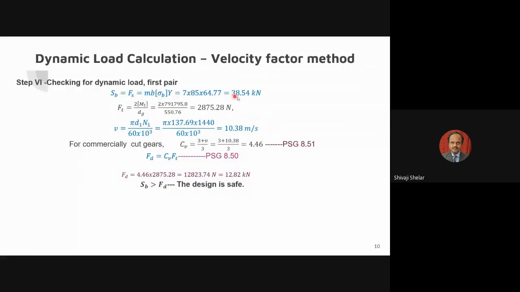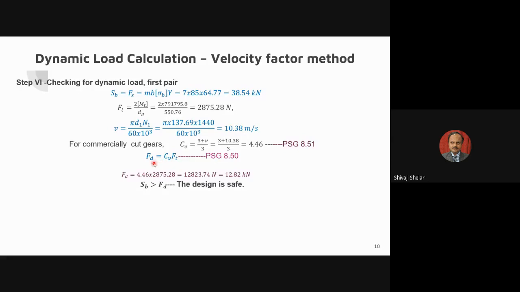SB will not change, it will remain the same. FT will remain the same. Velocity will also remain the same. What will change is the velocity factor. So the velocity factor CV, for commercially cut gear, this formula is available: CV is equal to (3 plus V) upon 3. So that comes out to be 4.46. This formula is available on page 8.51.